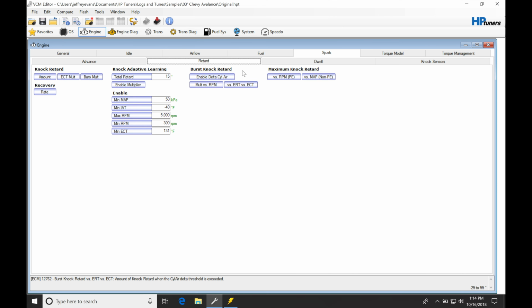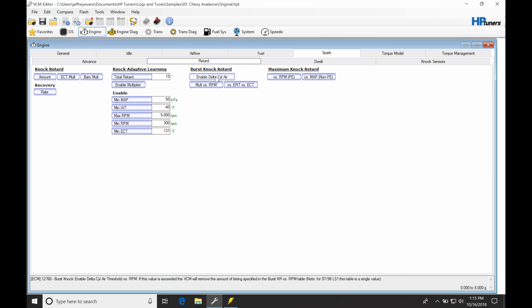So what we're going to be doing is taking a look at how this functions and how it's going to work in conjunction with the actual knock retard. They're going to be going hand in hand, and again, this is there for a purpose. So the first thing that we need to understand is that this burst knock retard is an anticipation of knock potentially occurring. It doesn't mean that it's going to occur, but it means that it could occur.